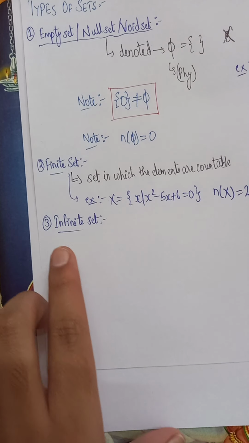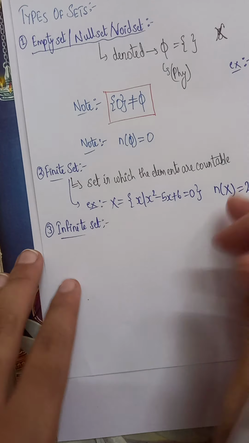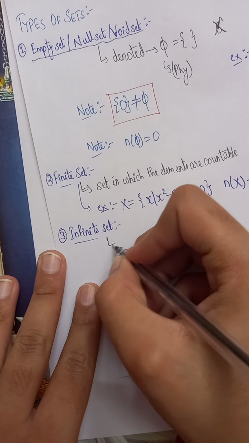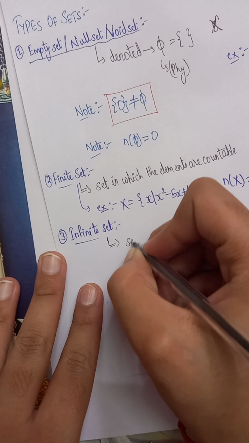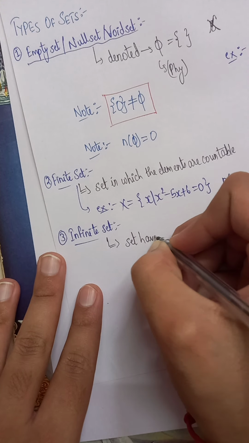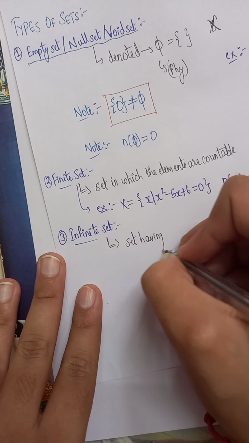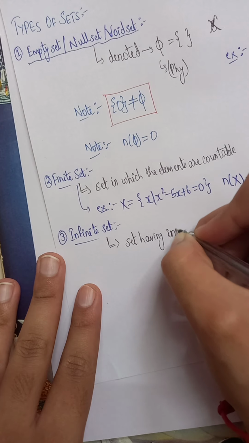Next type of set is the infinite set. It tells us that it is a set having infinite elements.